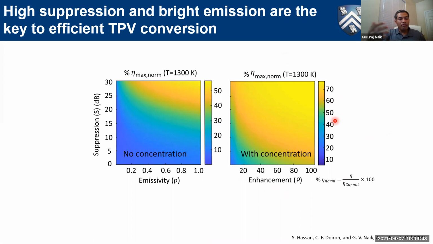So then why didn't people do this so far? Why were they stuck? If we analyze all the previous reports and plot them in this picture, they would all fit somewhere here, where the suppression is about 5 dB and the emissivity is in fact close to 1.